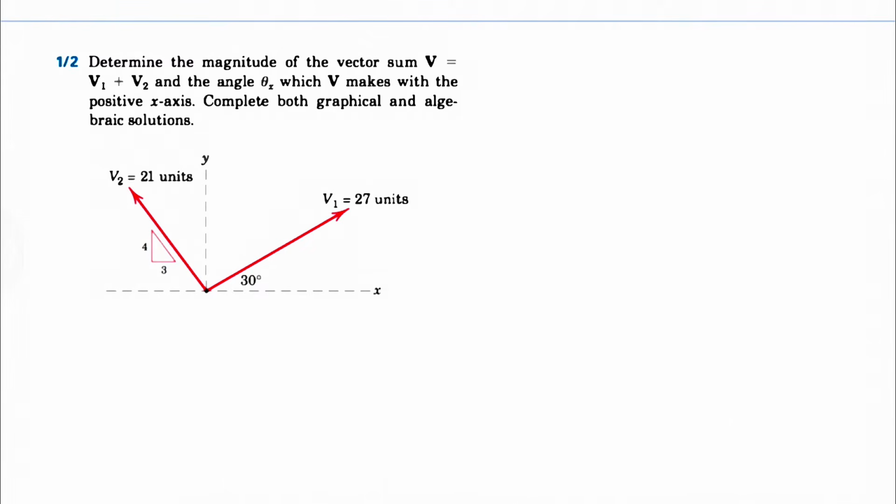All right, so in the second question of this chapter, we need to determine the magnitude of the vector sum of v1 and v2 in here, and the angle theta x, which v makes with the positive x-axis, and it's asking us to complete both graphical and algebraic solutions. So for graphical, we basically need to use either the parallelogram law or the triangle rule in order to find the resultant of these two or sum of these two vectors.